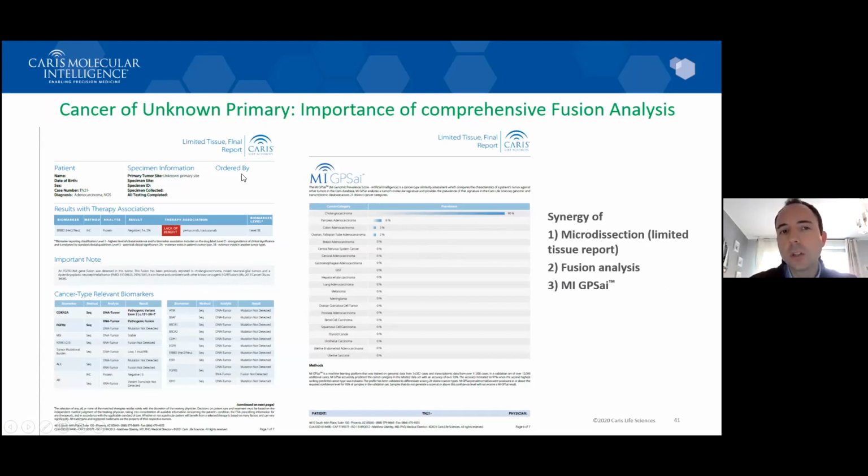This is also kind of interesting because it's a limited tissue report. This is one example of proof of what I told you in the beginning when I started talking, that it's very important to take care of your sample. So use microdissection in order to increase the success rate. In this case, it's a beautiful example. Limited tissue, still we were able to have a result because we are performing microdissection. Fusion analysis, we talked about it, and artificial intelligence-based prediction. So this was one example.